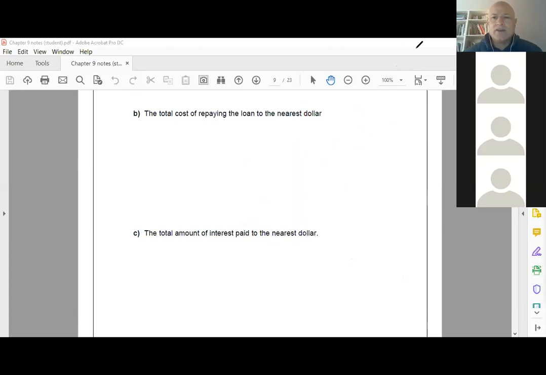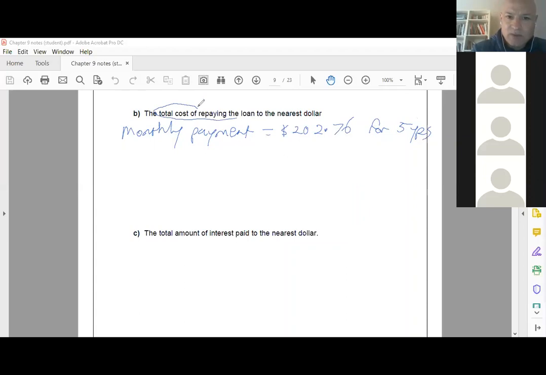Now, if he's paying, how much was he paying a month? How much did we work out? $202.76, monthly payment. And he's paying that much for how many years? 5 years. And then at the end of the 5 years, he's finished paying. He doesn't have to pay anything else. There's nothing left on the loan. So what's the total cost of him repaying the loan?